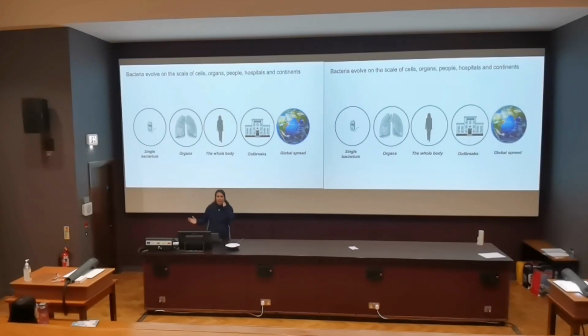And then you can look at outbreaks, so how they transmit between people, and how the bacteria may be evolving to become more or less transmissible, and try and understand why that might be. And then on from that, you can try and understand how certain strains of bacteria have adapted to become so pathogenic that they're spreading all across the world. The example I'm going to give you today is going to touch on all these different evolutionary scales.